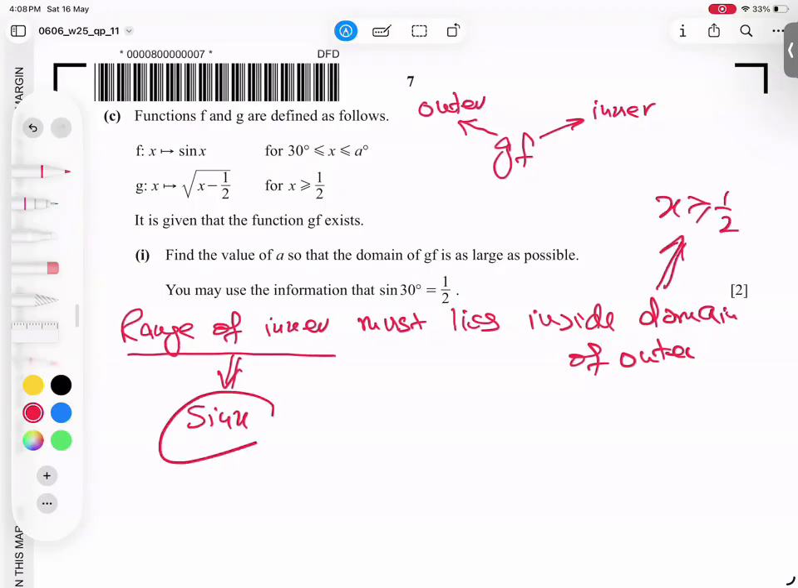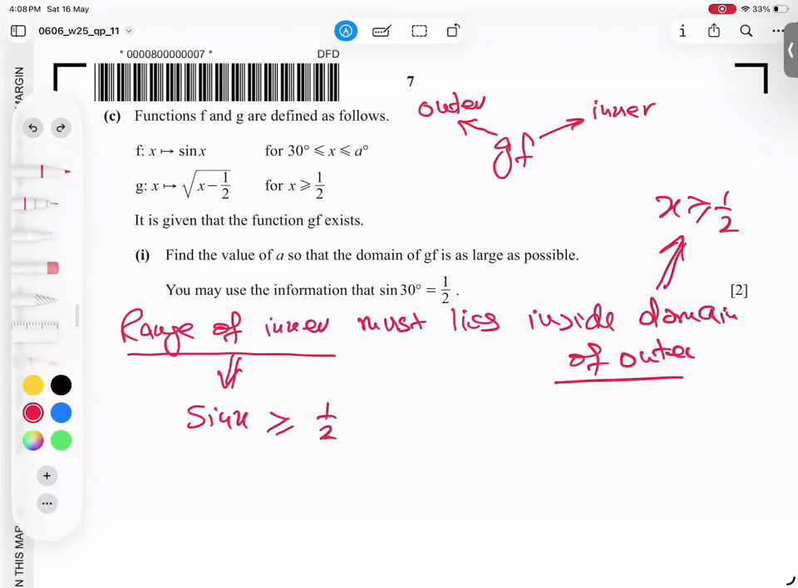So it means this should lie inside. The x value is more than half. So this range should be in that domain. So it means we can say here sine x is more than or equal to half. So the situation is very clear for us. And now, students, what to do? We can solve it. How can we solve it? Because he's asking for a value which is unknown here, and then we can find it.